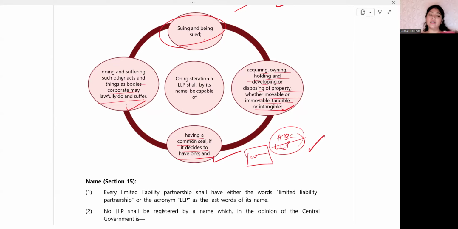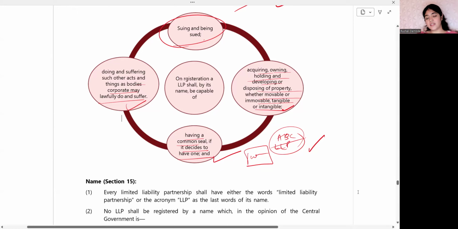Is this section clear? Yes, ma'am. So registration is important because you can get all the benefits just like a body corporate, and you also have to do all the compliances similar to a body corporate. You can go for a common seal because now you are registered. You can sue other people and other people can also sue you if you have done something wrong, and you can purchase any type of property.